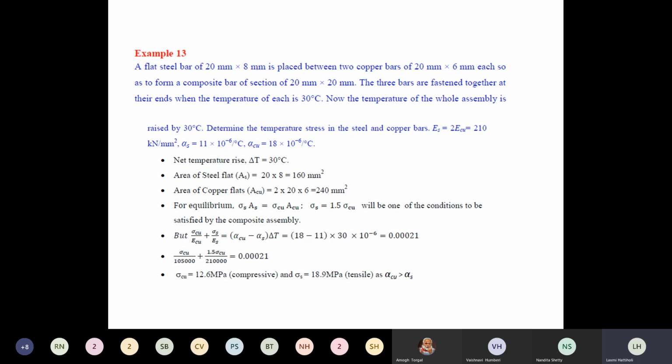6 plus 8. Yes, so that is why the entire section is 20 into 20. So you should draw the diagram, then you will understand this very clearly. So I hope this question is understood to you all.